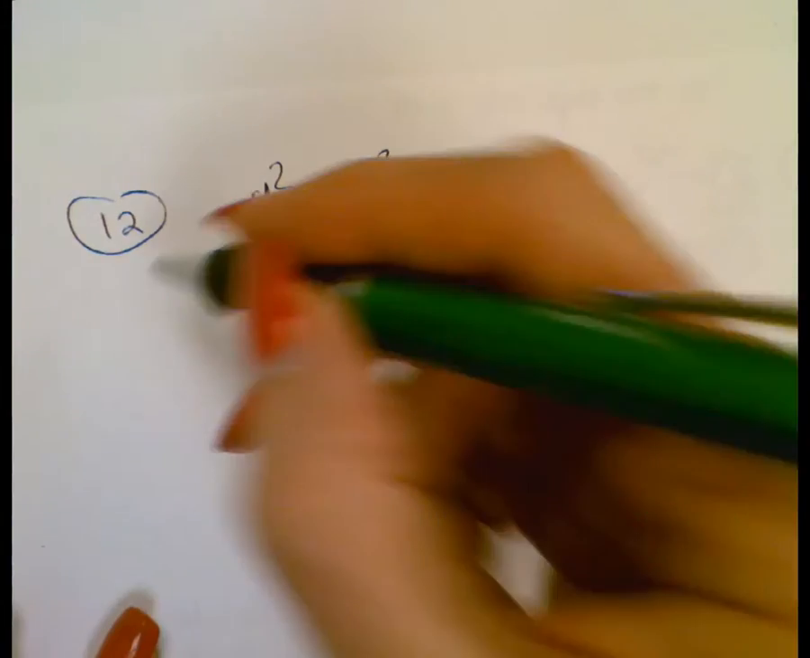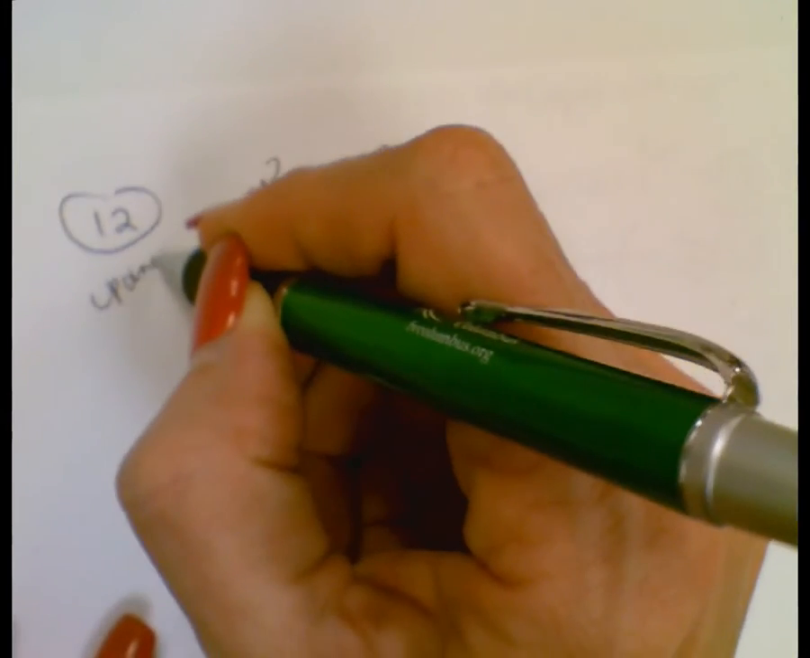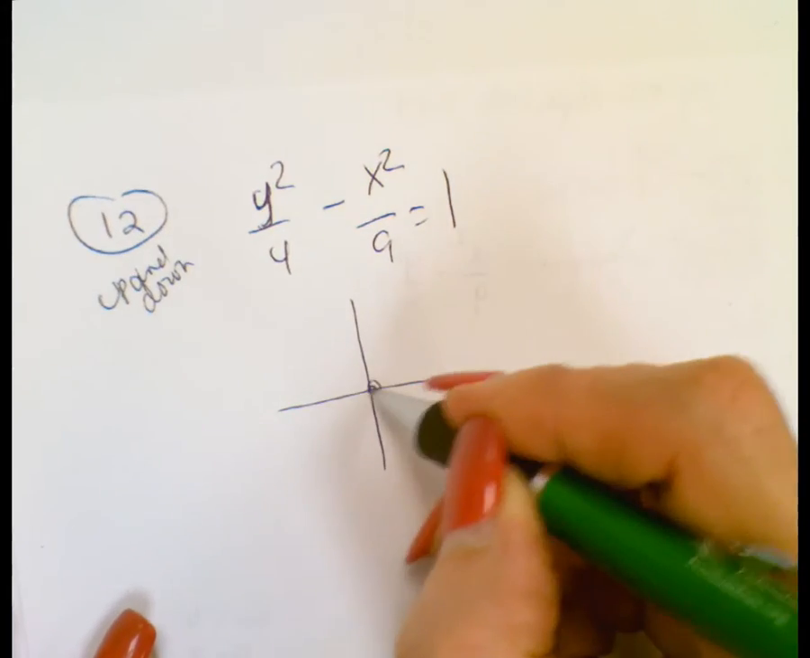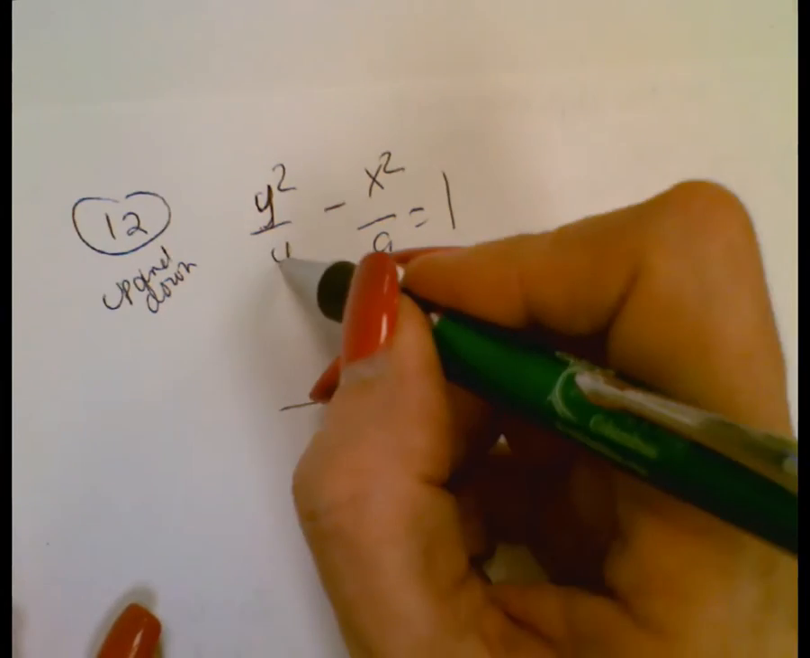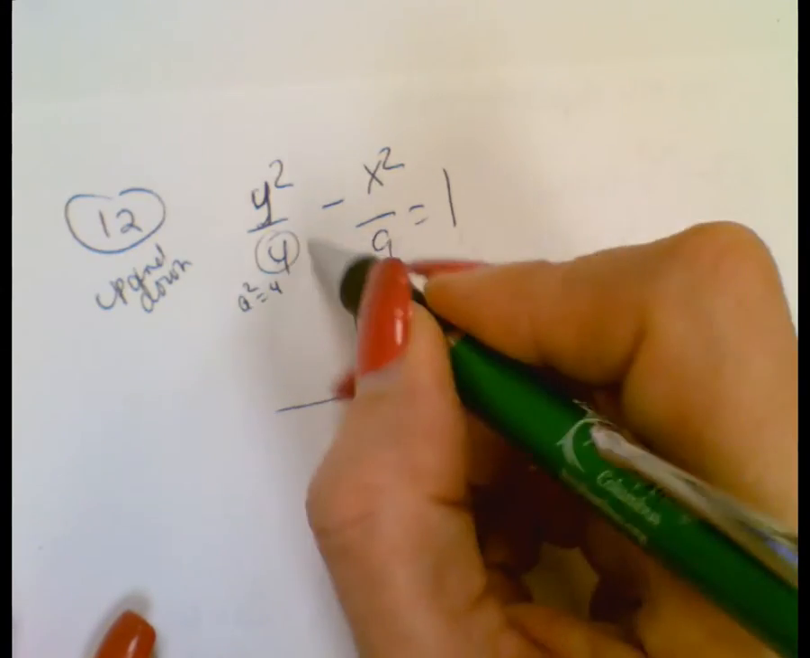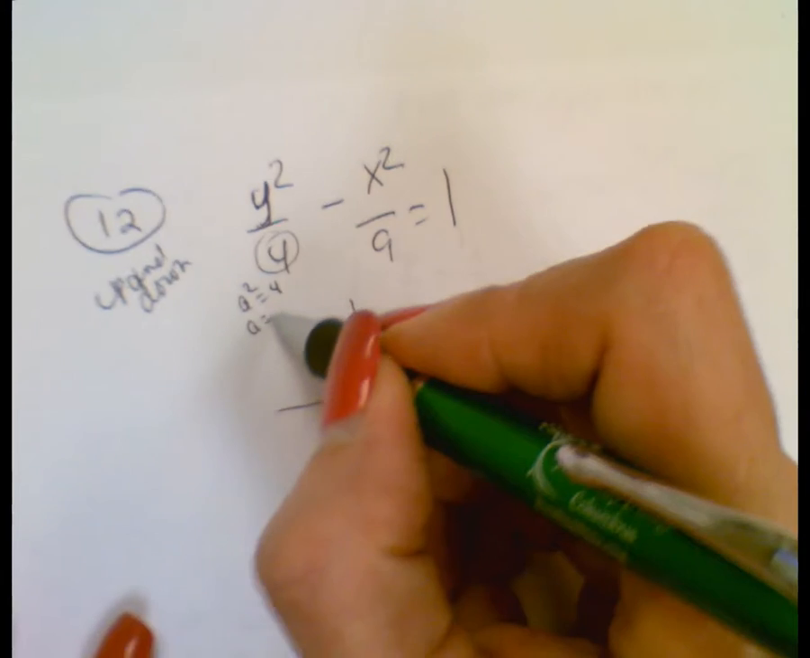So if y is squared, it's up and down. Not up or. It's up and down. So the center is 0, 0. Since this is your a squared, it does not have to be the bigger number in a hyperbola. It has to be the positive number. So a is plus or minus 2.